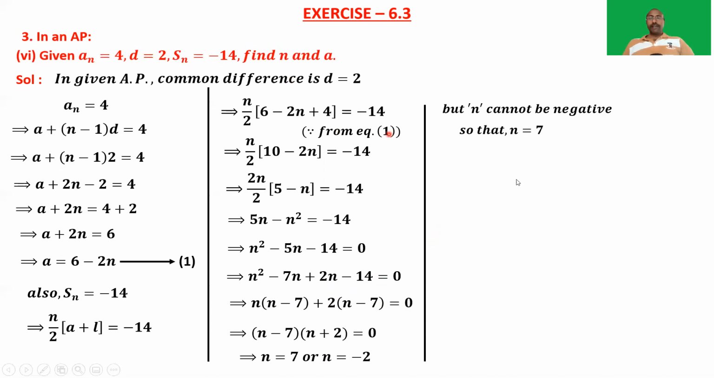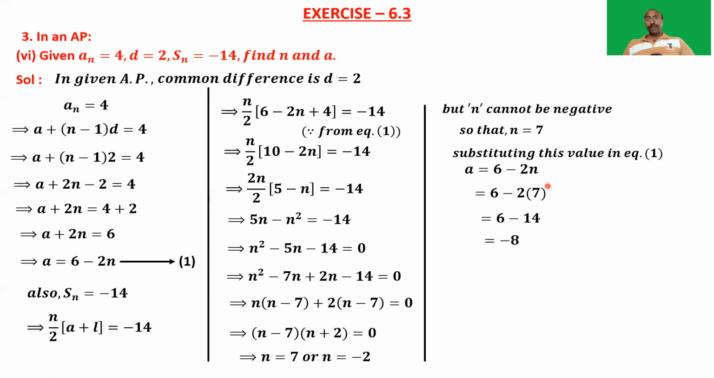Now we got the value of n, and by substituting this value in equation 1, we get the value of a. So substituting this value in equation 1, a is equal to 6 minus 2n, and by substituting n is equal to 7, 6 minus 2 into 7, which is equal to 6 minus 14, and is equal to minus 8. So in that way, n is equal to 7 and a is equal to minus 8. Okay, students. So take the seventh one in third bit.